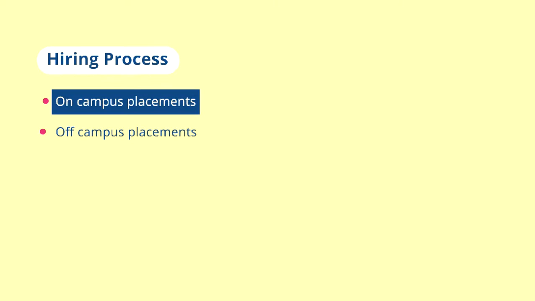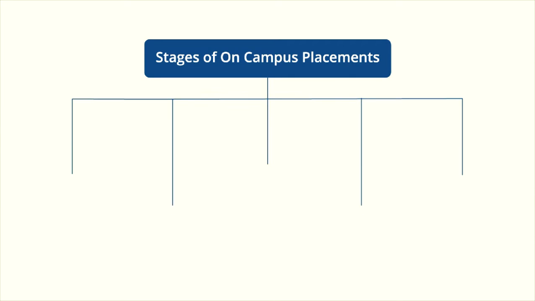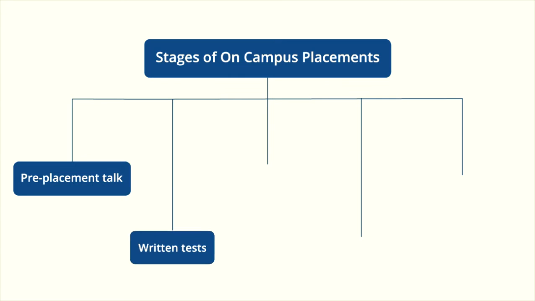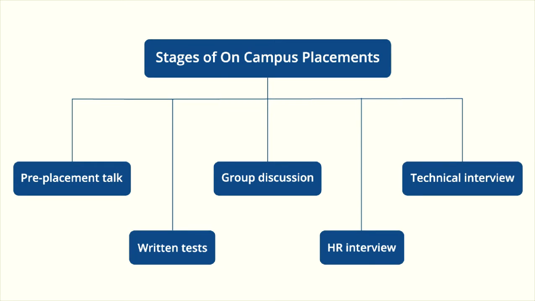Let's start with on-campus placements. There are 5 stages or rounds in an on-campus placement process. These are pre-placement talk, written tests, group discussion, HR interview, and technical interview. The order of these may differ from company to company, but the stages or rounds will mostly remain the same. Let us understand in brief a little about each of these stages.